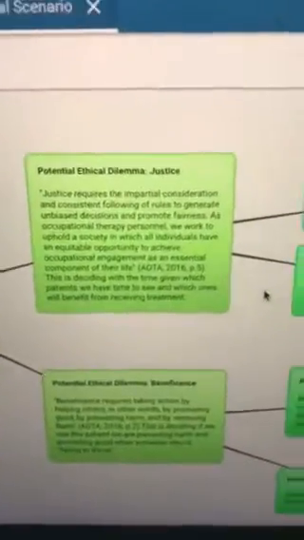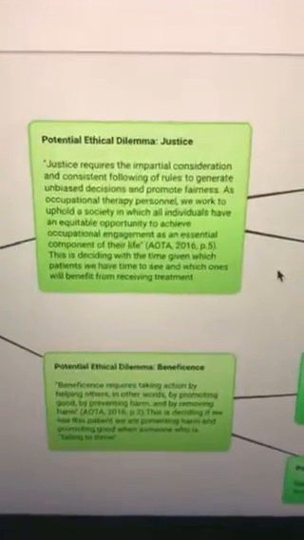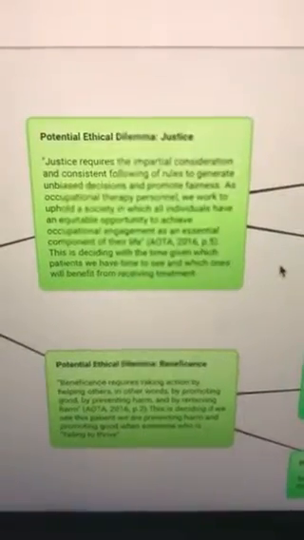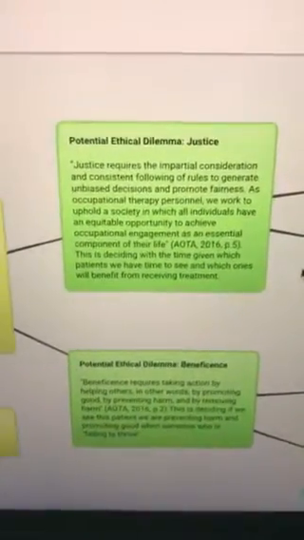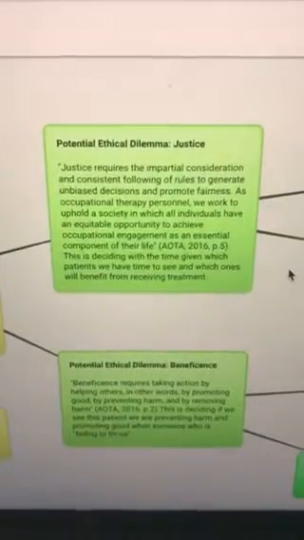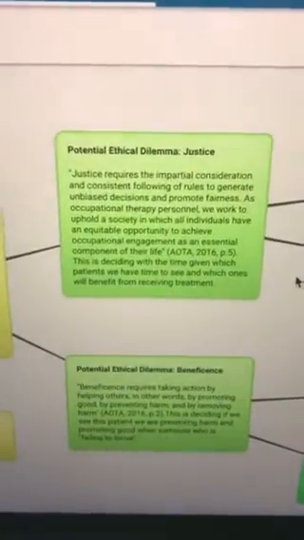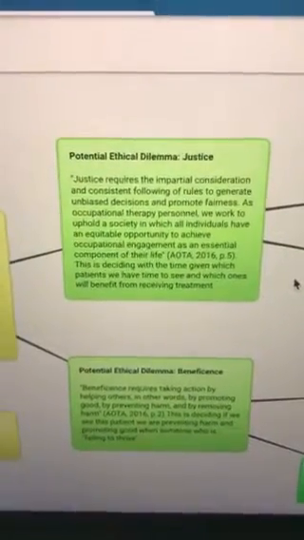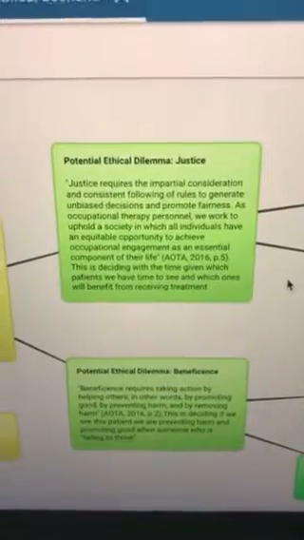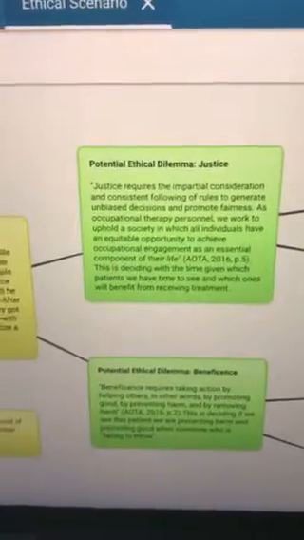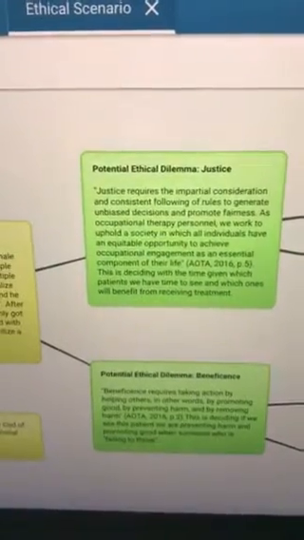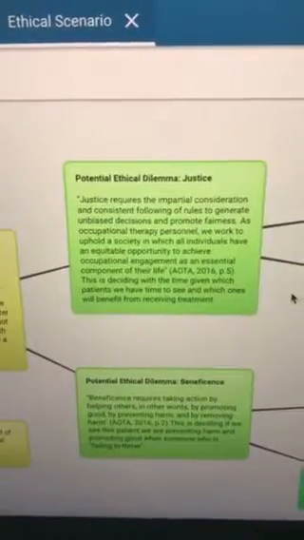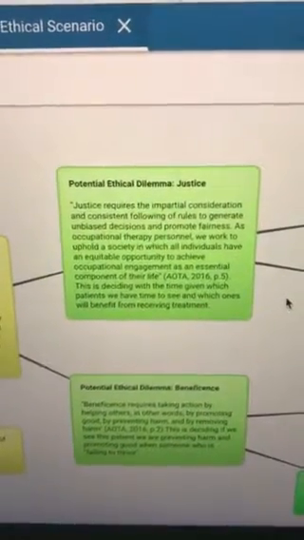Some of the potential ethical dilemmas here are justice and beneficence. For justice, you can read this quote. Justice requires the impartial consideration and consistent following of rules to generate unbiased decisions and promote fairness. As occupational therapy personnel, we work to uphold a society in which all individuals have an equitable opportunity to achieve occupational engagement as an essential component of their life. When I read this, it was about deciding how to spend time with your patients and who to see.